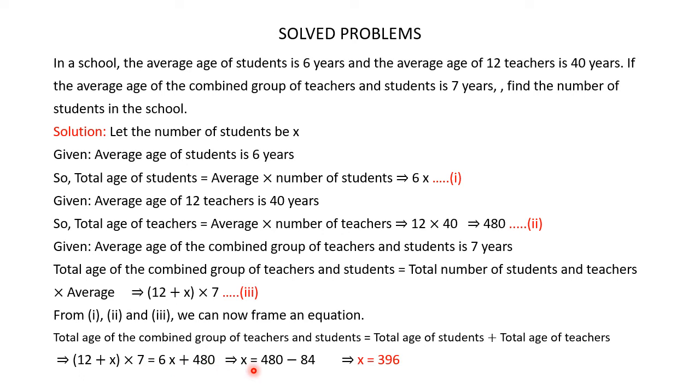On solving this, we get x is equal to 480 minus 84. So x is equal to 396. So the number of students in the school is 396.